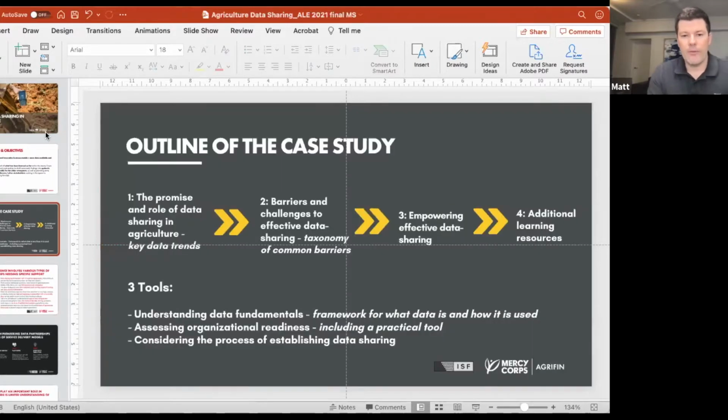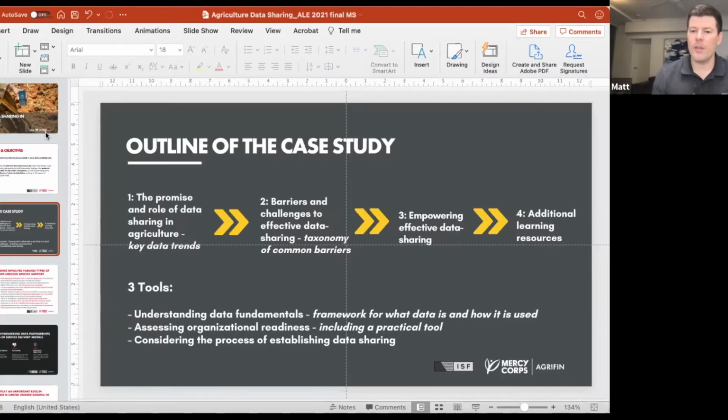The case study itself is on the AgriFin website. It runs about 30 or 40 slides long, and the bulk of it covers 4 key areas. We looked at the promise and role of data sharing in agriculture, and took stock of some of the key trends underpinning that whole movement. We did a lot of analysis to look strategically at the barriers and challenges to effective data sharing, coming up with a number of taxonomies of those current barriers and sub-barriers, and looked at what needed to happen in order to empower effective data sharing between organizations.